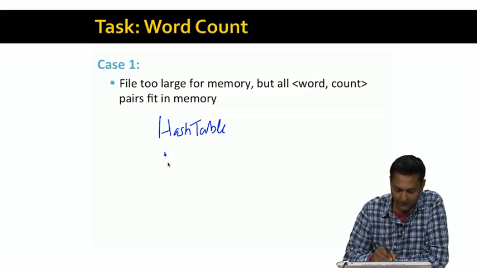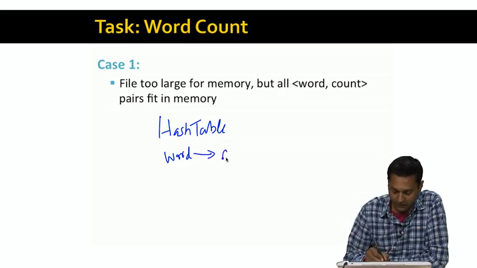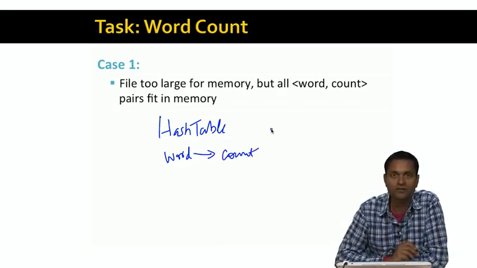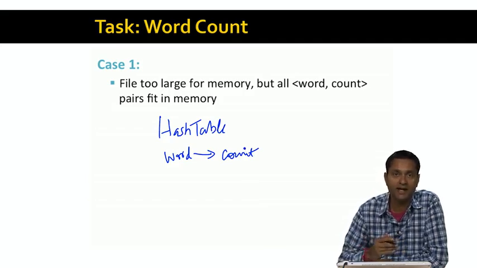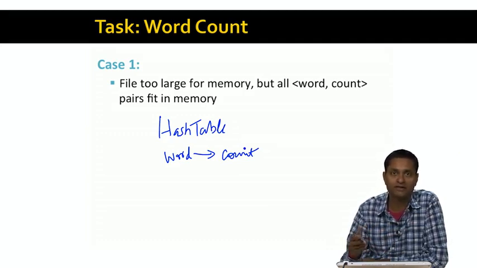indexed by word, and the hash table for each word will store the count of the number of times that word appears. So the first time you see a word, you add an entry to the hash table with that word and set the count to 1. And every subsequent time you see the word, you increment the count by 1. You make a single sweep through the file, and at the end of that, you have the word count pairs for every unique word that appears in the file.